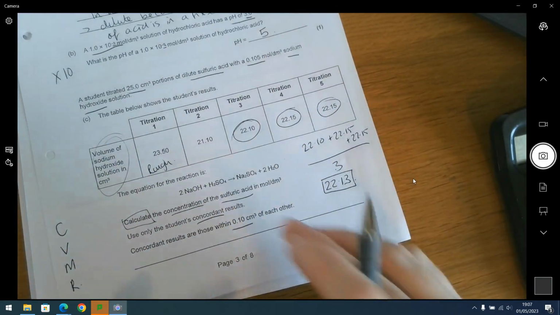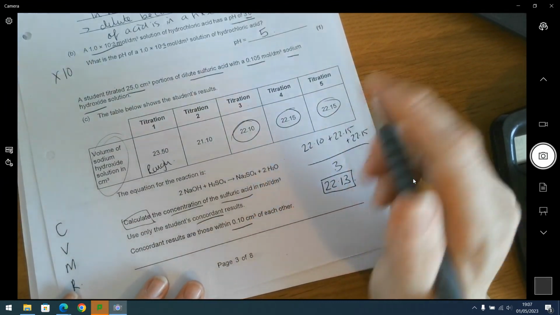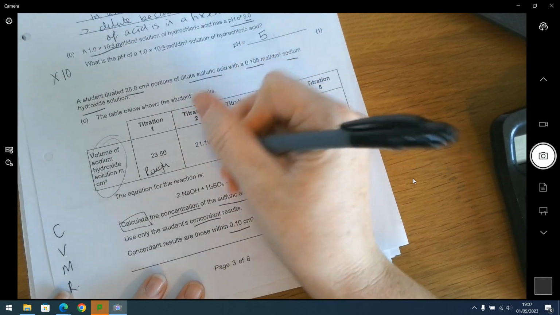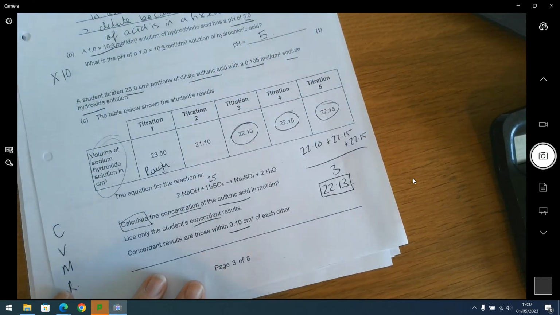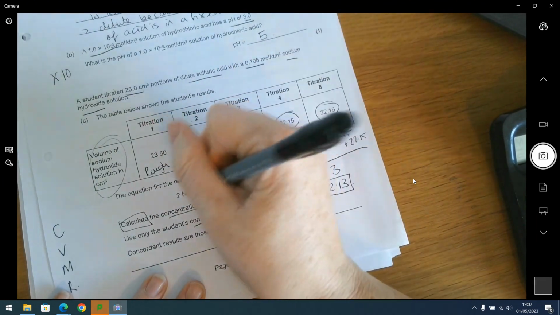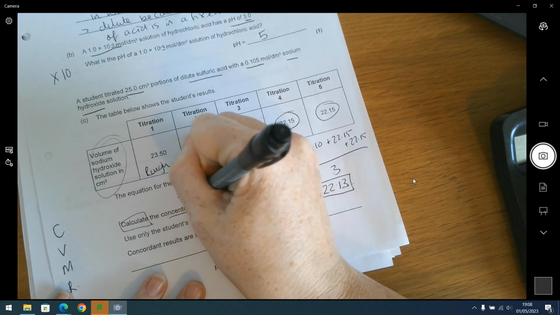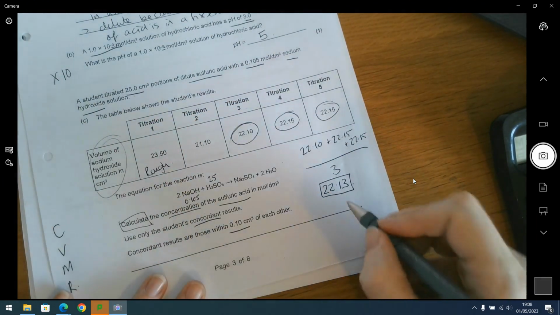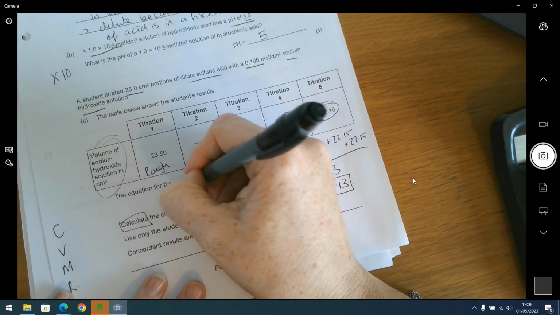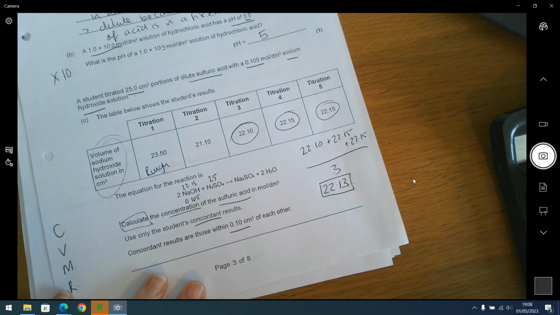So now I can start writing around my calculation. So I've got 25 centimeters cubed of sulfuric acid. So my 25 goes above my sulfuric acid. I've got 0.105 of sodium hydroxide concentration. And I've just worked out the mean volume of 22.13 for my sodium hydroxide.